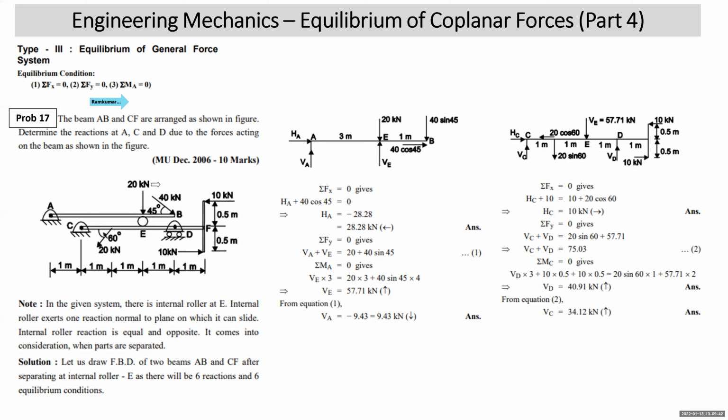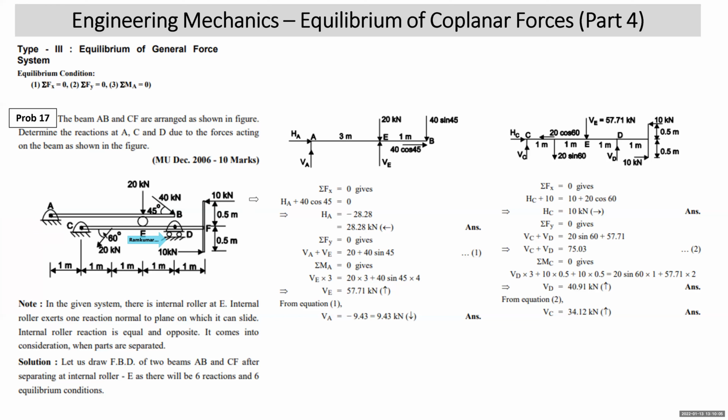Suppose I think of taking the entire structure, the two beams together, as one unit, then there will be 5 unknowns. Why 5 unknowns? There will be 2 reactions at hinge A, HA, VA. There will be 2 reactions at hinge C, HC, VC. There will be 1 reaction at D, that is VD. So total 5 unknowns, 5 reactions will be there. So you cannot solve it. So we have to separate the two FBDs. We have to draw FBD of AB and CF.